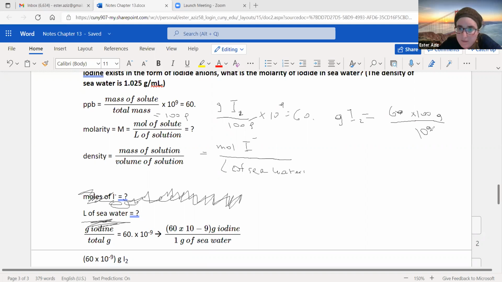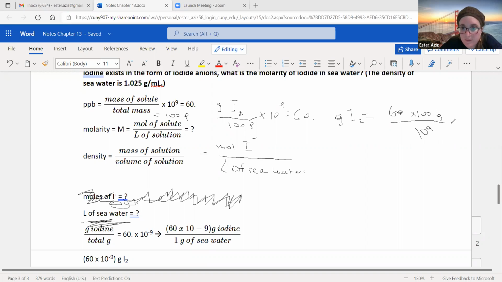Okay, I don't think I have this calculation. We need to do 60 times 100 times 10 to the 9, divided by 10 to the 9th. And that should give us grams. Let's check using the units that this is correct. 60 doesn't have units, 100 grams is grams, and 10 to the 9 also doesn't have units. So the answer is in grams.